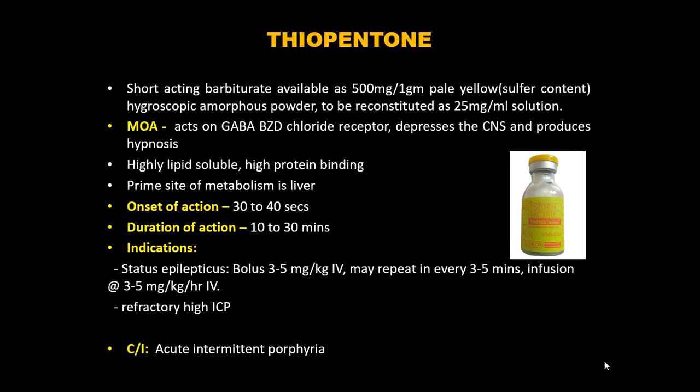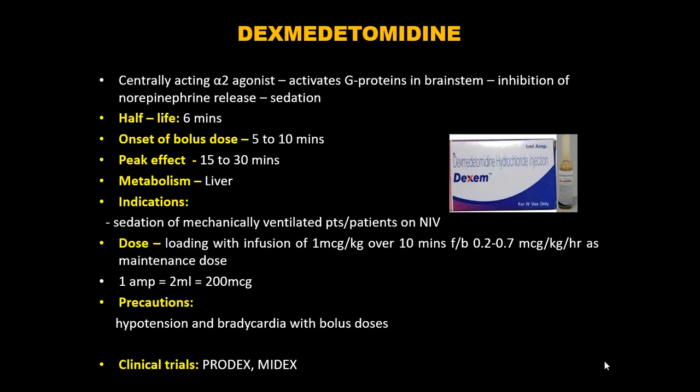Thiopentone, a less preferred drug for sedation. It is a short-acting barbiturate available as 500 milligram as well as 1 gram pale yellow hygroscopic amorphous powder. It has to be diluted to a concentration of 25 milligram per ml. Mechanism of action is through GABA as well as benzodiazepine chloride receptors. Highly lipid soluble. The main indication we use in ICU is status epilepticus. Contraindication is acute intermittent porphyria.